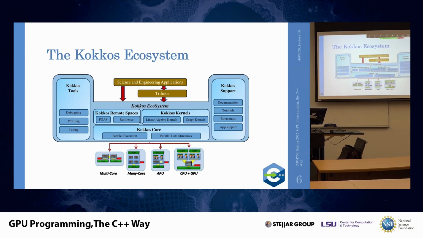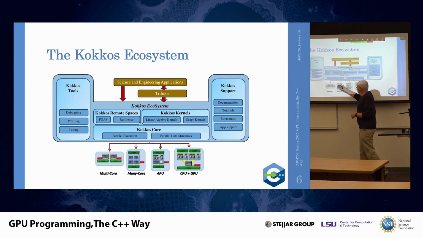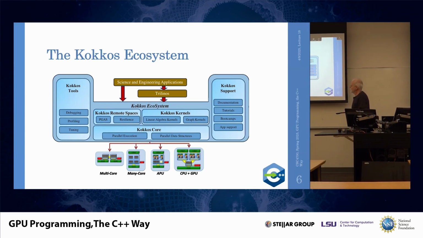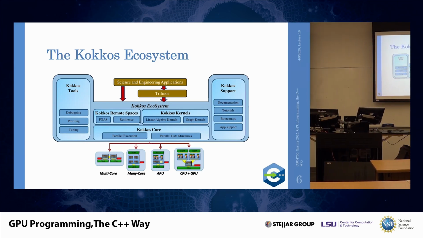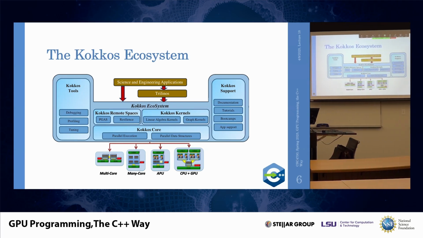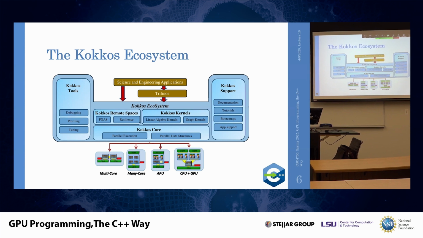So as I said, the idea is that you write code once, and at compile time, things are decided. You decide on what architecture you want to run things. It could be just a normal multi-core system. It could be an accelerator processing unit. It could be some combination of CPUs and GPUs.